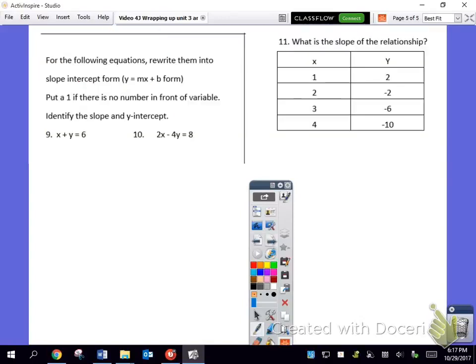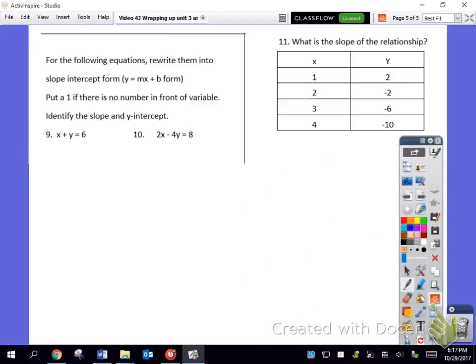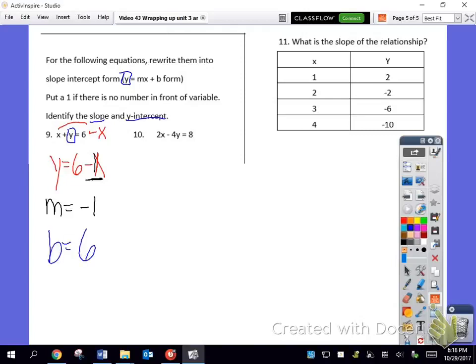And then the last two. For the following equation, rewrite them in slope-intercept form. So that means I want to solve for y. And then you're going to identify the slope and y-intercept. Okay, so box y. That means I need to move x to the other side. That becomes minus x. So you've got y equals 6 minus x. Now, if you don't see a number in front, you put a 1. So the slope is always in front of x, so that is -1. And the y-intercept, b, is always a number that does not have a variable, so that's 6.